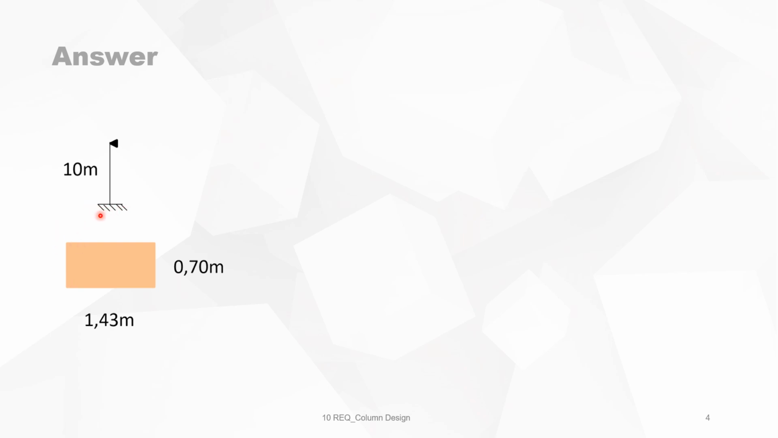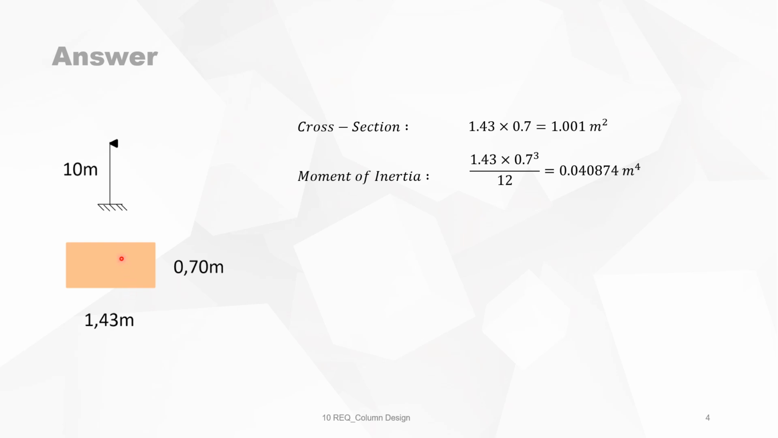The column is fixed at the bottom and horizontally supported at the top. It's 10 meters high, and the section is 1.43 by 0.7 meters. The cross section is equal to 1 square meter. The smallest moment of inertia is then 1.43 times 0.7 to the power 3 divided by 12, and you get this number.